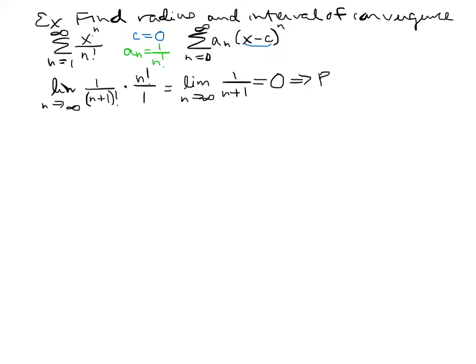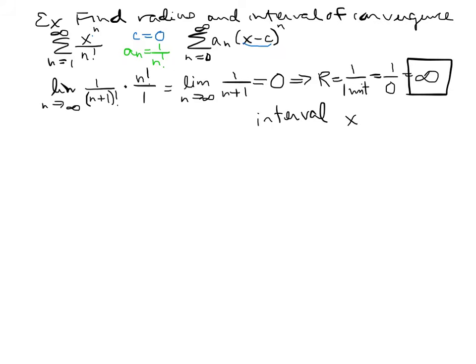Now remember that the radius is 1 over that limit. And so essentially the radius in this case is, I'm going to write something so illegal right now, 1 over 0, which is infinity. Right, so radius is 1 over that limit. So our radius in this case was infinity.